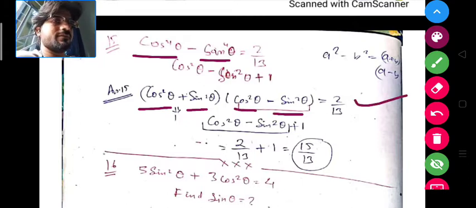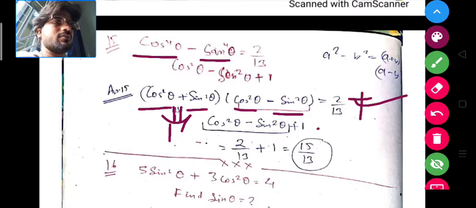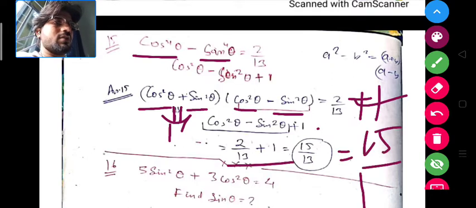That is given. Now we know that cos square theta plus sine square theta is 1 according to the identity, so cos square theta minus sine square theta is 2 by 13. You add plus 1 on both the sides, so you get cos square theta minus sine square theta plus 1 as the value of 2 by 13 plus 1, which is equal to 15 by 13.